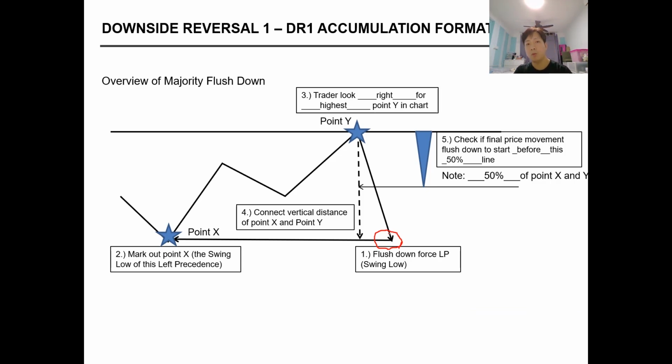The trader will mark out the LP level, the LP on the left that's being forced, as point X. So how do I know all these points, whether it's the LP level? Take note that when you open a chart, the first thing you do is to draw all the key LP levels. Remember, join all the key LP levels, and when prices start to flush down and force this level, this is when you start to be aware that the market is possibly doing a DR or UR formation.